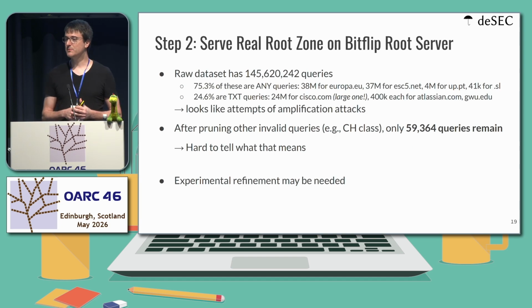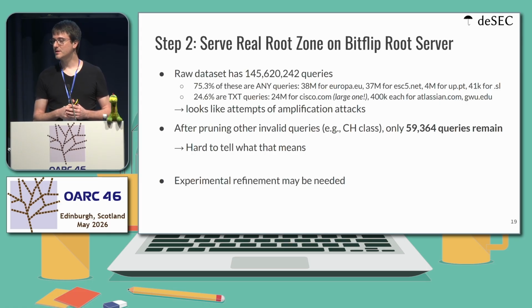All right, so the second step was that we serve a real root zone on the servers which run on the addresses that we return for a single letter bitflip version of rootservers.net. We did that for a few months, and we collected 146 million queries in the data set, 75% of which were ANY queries.